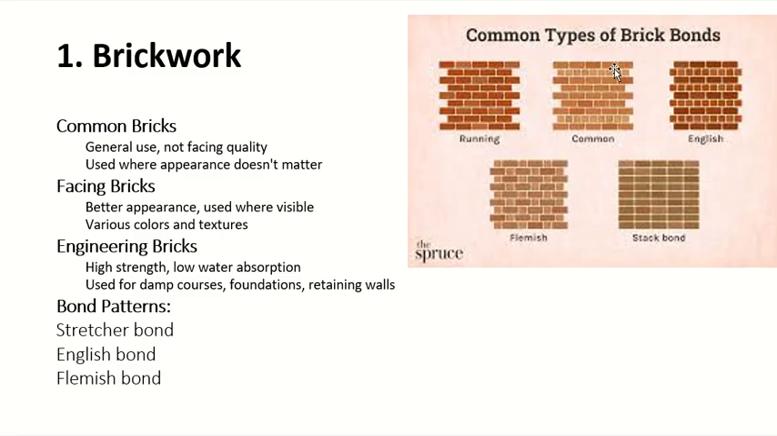In the English bond, they are alternate: one is lengthwise, the other one is widthwise. In one row I put the bricks like this, in the next row I put the bricks like this. Clear? And then we have the Flemish bond, where what is happening? Somebody tell me?